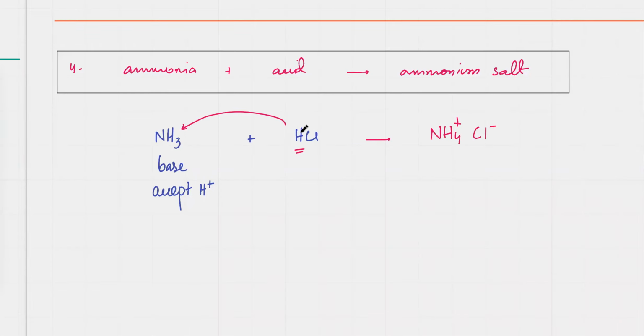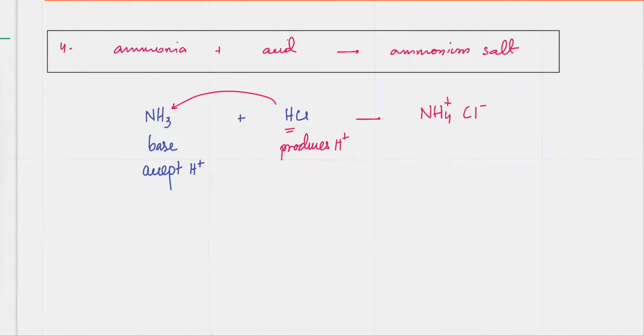The HCl is acting as the acid. It gives away or produces H plus 1 ions, and gives those H plus 1 ions to the base, which is ammonia in this case. So that's your reaction. You always get an ammonium salt. Most of the time the reactions are very simple, but you should have an idea that this is a purely typical acid-base reaction.